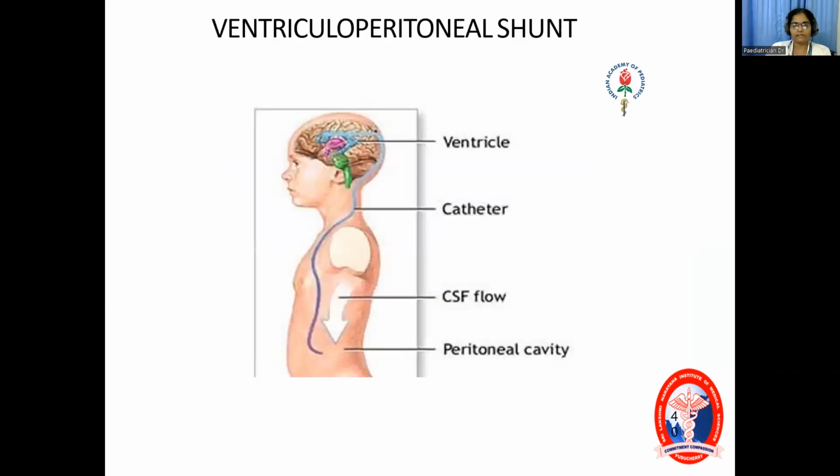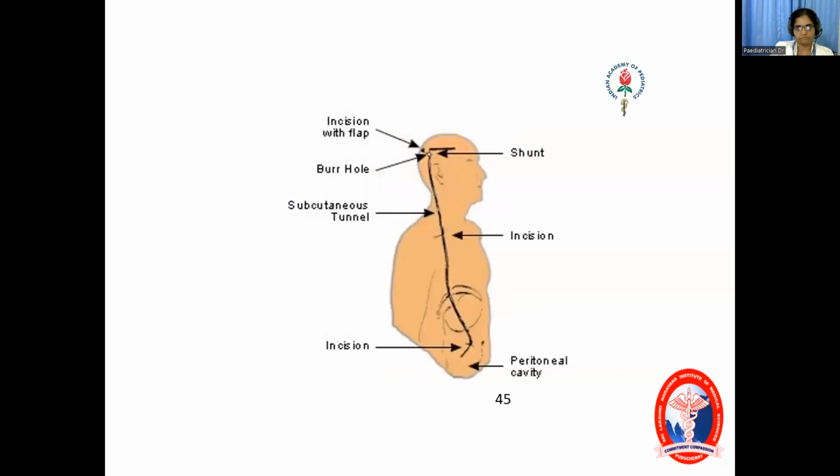So this is the ventriculoperitoneal shunt. As you can see, a shunt is placed in the ventricle, and from there the catheter goes through and is placed in the peritoneal cavity. From the peritoneal cavity, the fluid is reabsorbed. Here the common complication is that the shunt or the catheter can get blocked. Another common complication is infection, which has to be dealt with by periodic review and follow-up of the patient.